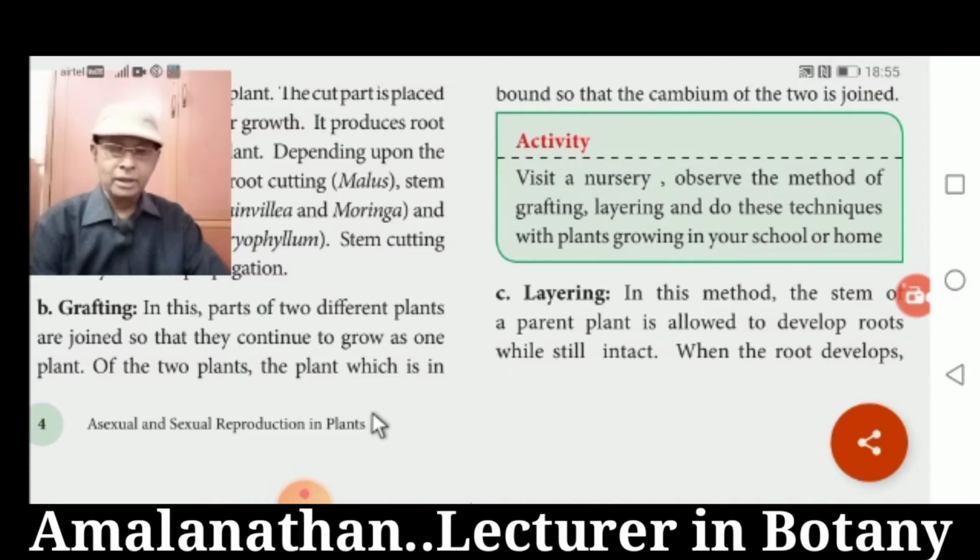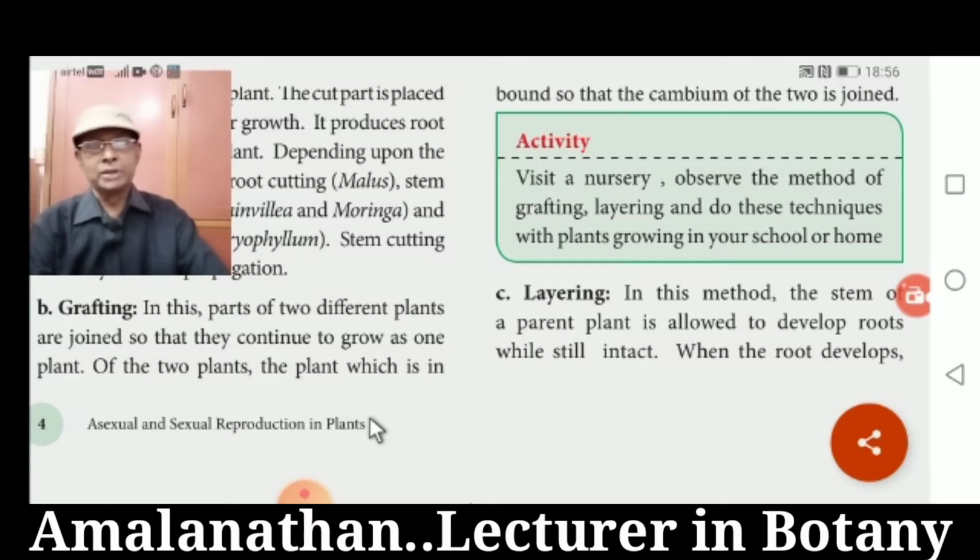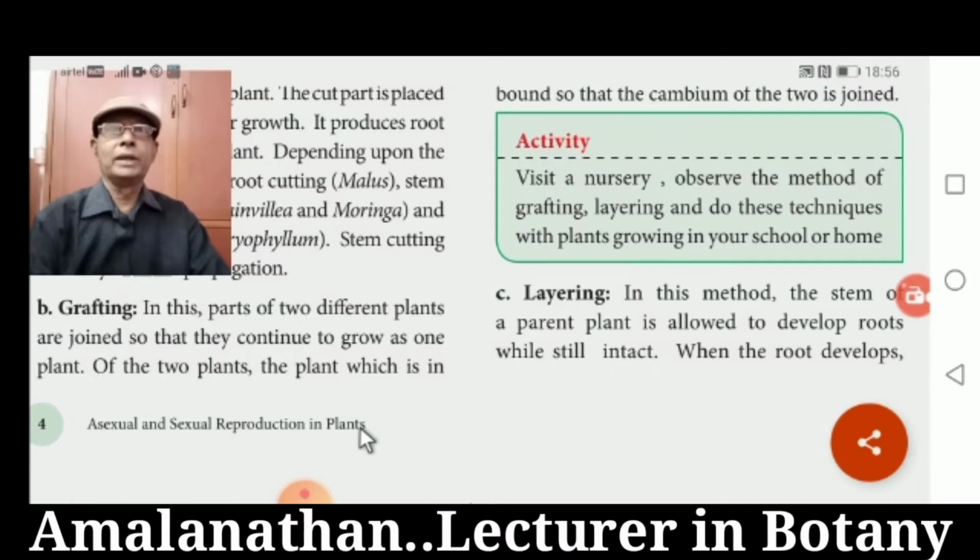What are the different types of grafting? There are several types of grafting followed based on the method of uniting the scion and the stalk. They are number 1, bud grafting, number 2, approach grafting, number 3, trunk grafting, number 4, crown grafting, and number 5, wedge grafting. First method is bud grafting.